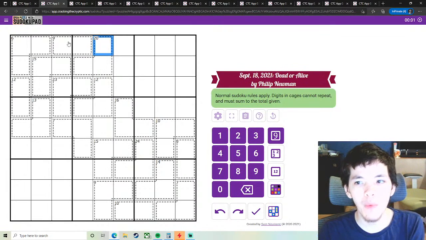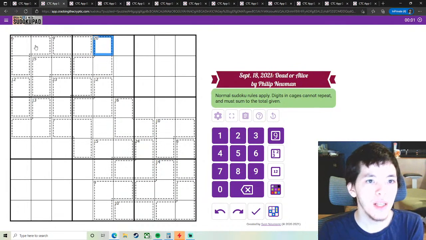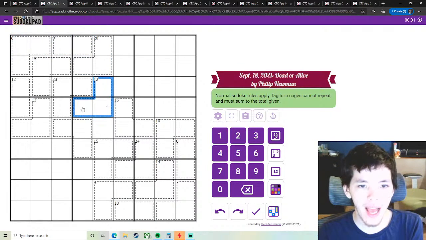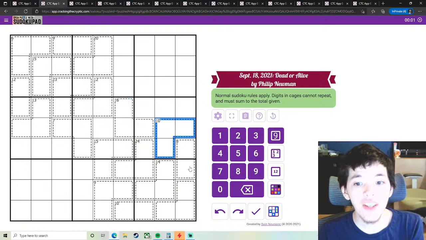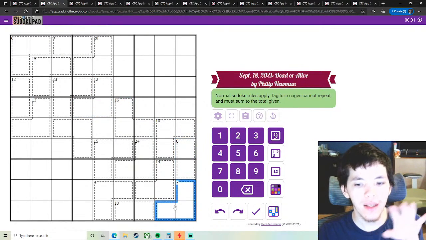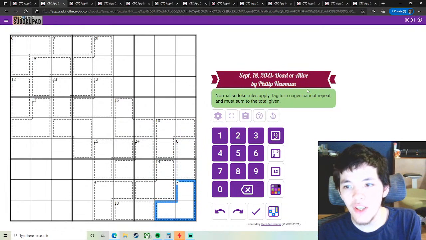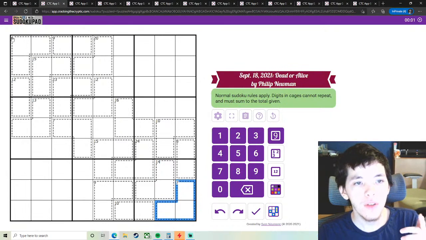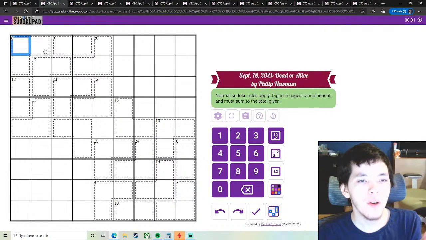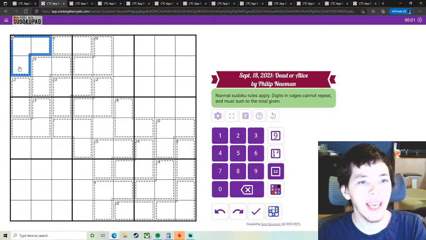So here's another common one, which is called Killer Sudoku. These are called killer cages. You'll notice that they have these dotted lines that form the shape of cages or confined areas. It says digits inside of a cage cannot repeat and must sum to the total given. So, for example, this cage over here is a 3-cell cage.